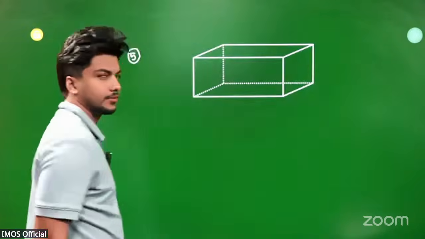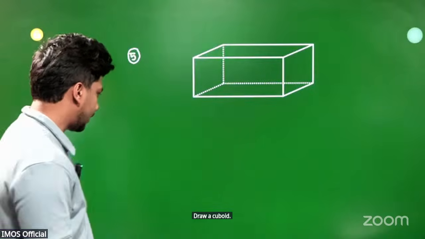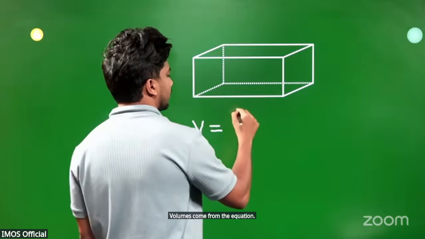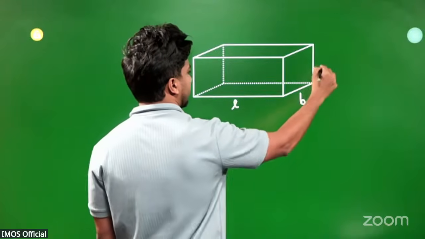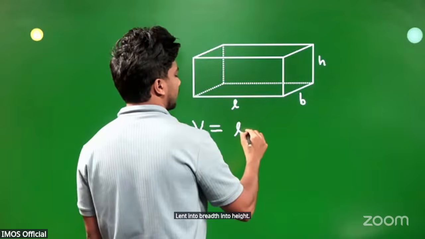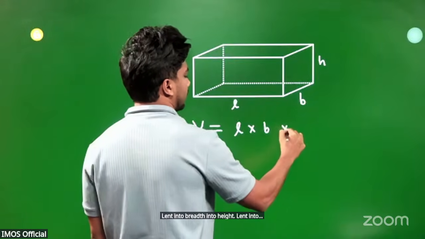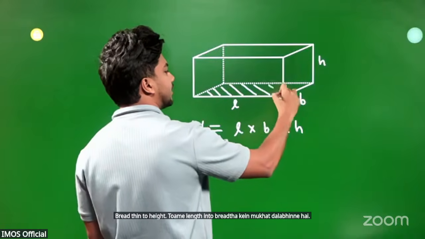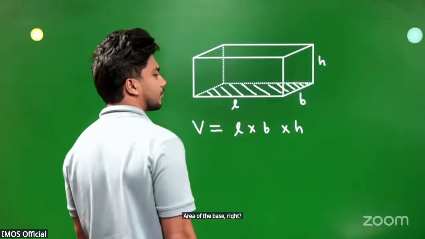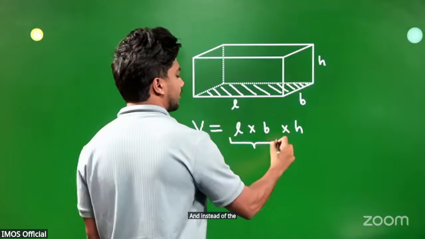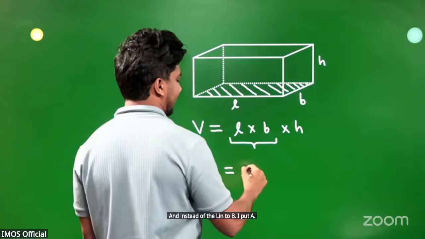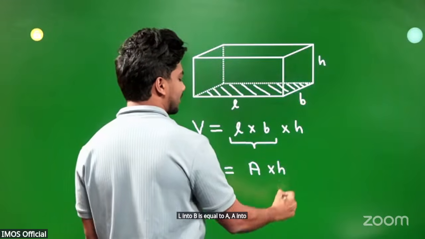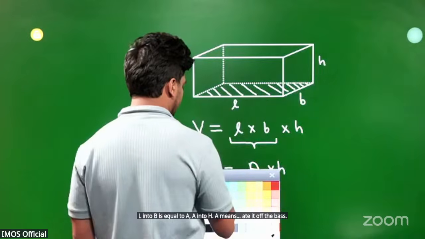Draw a cuboid. I told you, volume comes from the equation length into breadth into height. Length into breadth into height. What do we get from length into breadth? The area of the base, right? So instead of L into B, I put A. A into H. A means the area of the base.